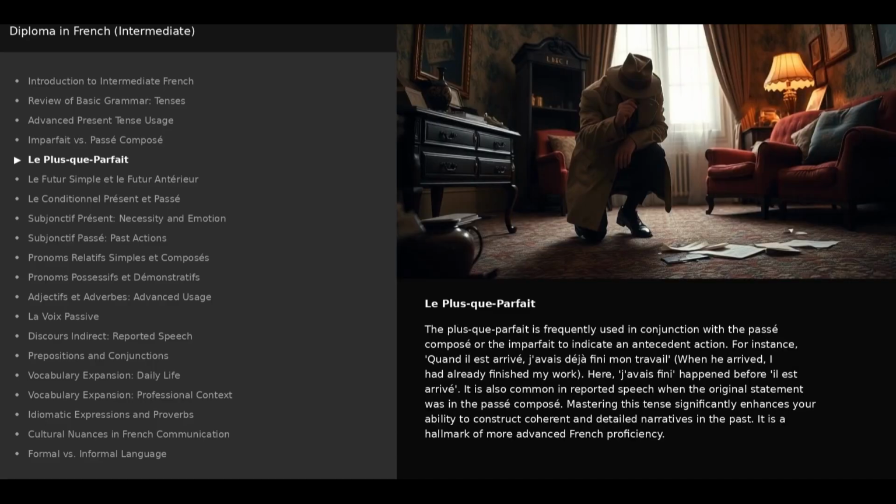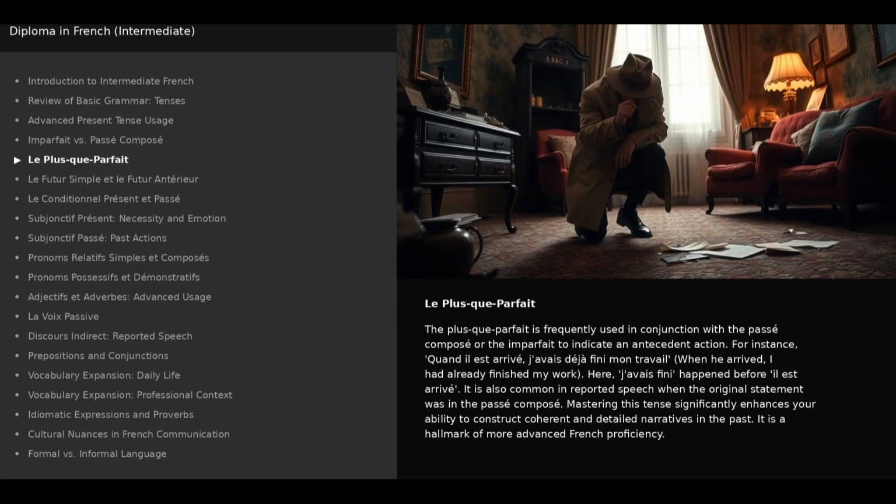The plus que parfait is frequently used in conjunction with the passé composé or the imparfait to indicate an antecedent action. For instance, quand il est arrivé, j'avais déjà fini mon travail. When he arrived, I had already finished my work. Here, j'avais fini happened before il est arrivé.